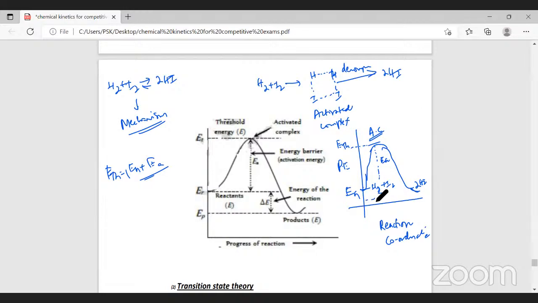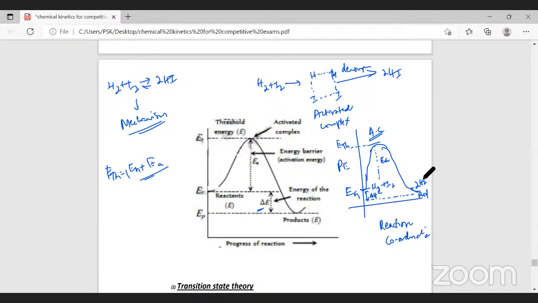You can see this is the energy with respect to the products. The energy with respect to the product is less compared to the energy with respect to the reactants. This we have marked as delta H, here delta E. This is the energy associated with the reactants, and this is the energy associated with the product.